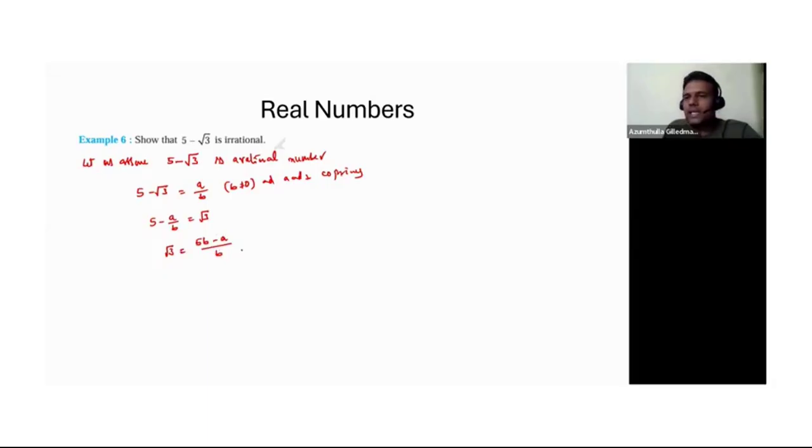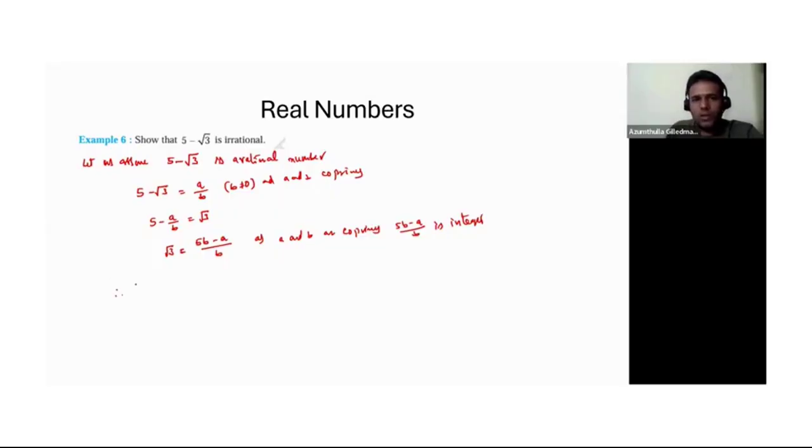So what are A and B? As A and B are coprimes, if I multiply with 5 and subtract a value, I still get some integer value. Integer by integer, I'll get a rational number. But what I'm getting here is root 3. So as A and B are coprimes, 5B minus A by B is a rational value, right? But root 3 is not rational, right?